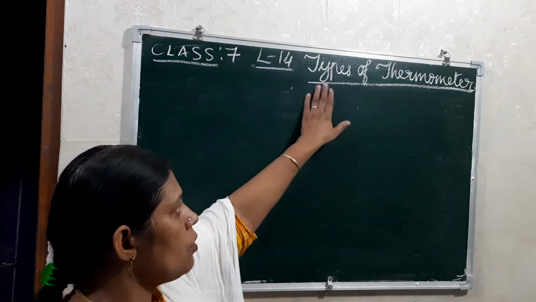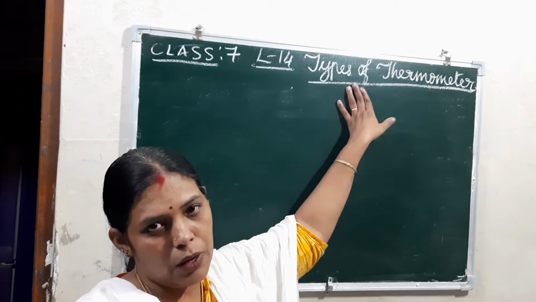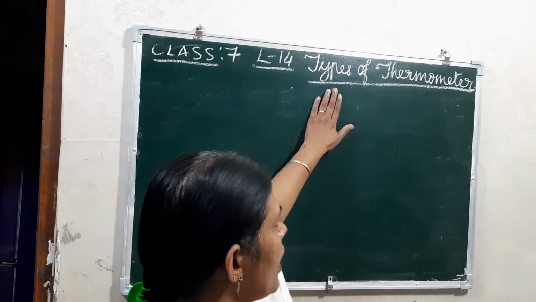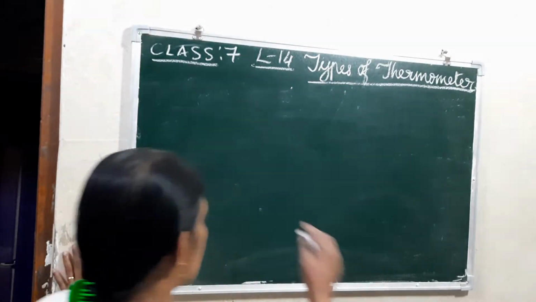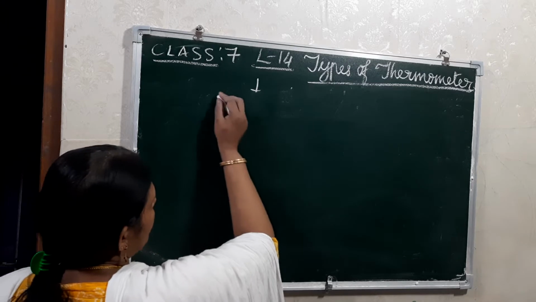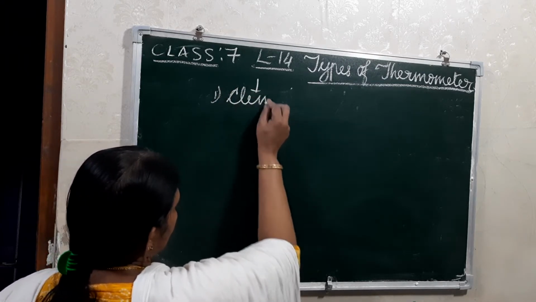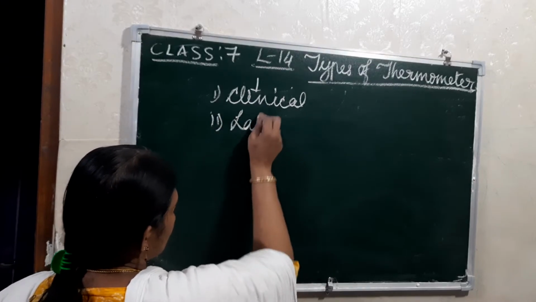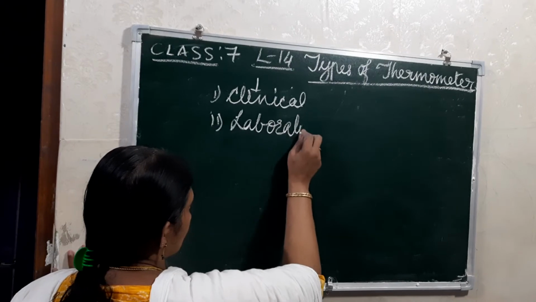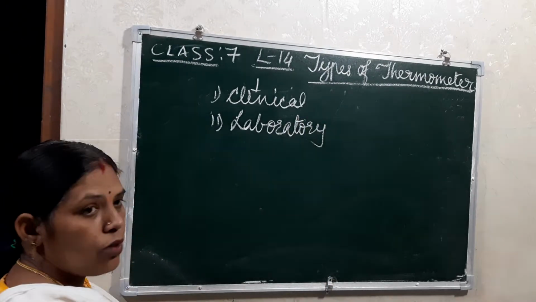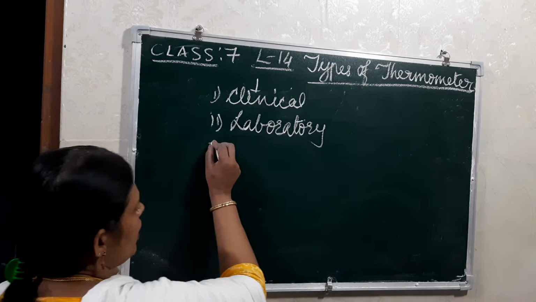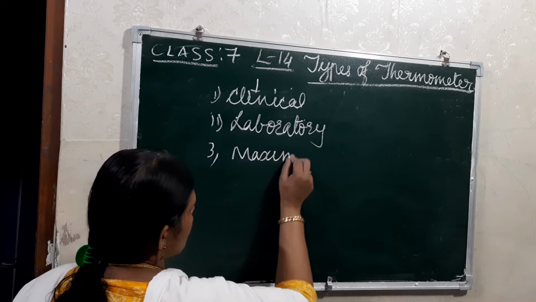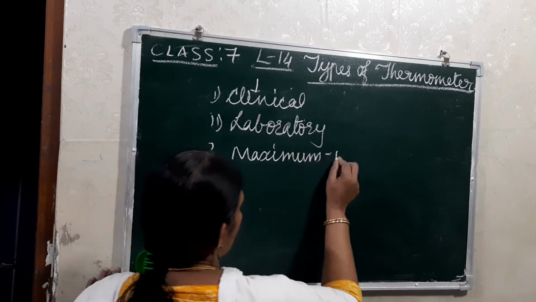So mainly there are two types of thermometer. Otherwise, other thermometers are also there, but here mainly two types: one is the clinical thermometer, and another one is the laboratory thermometer. One more is also there, actually, that is the maximum minimum thermometer.